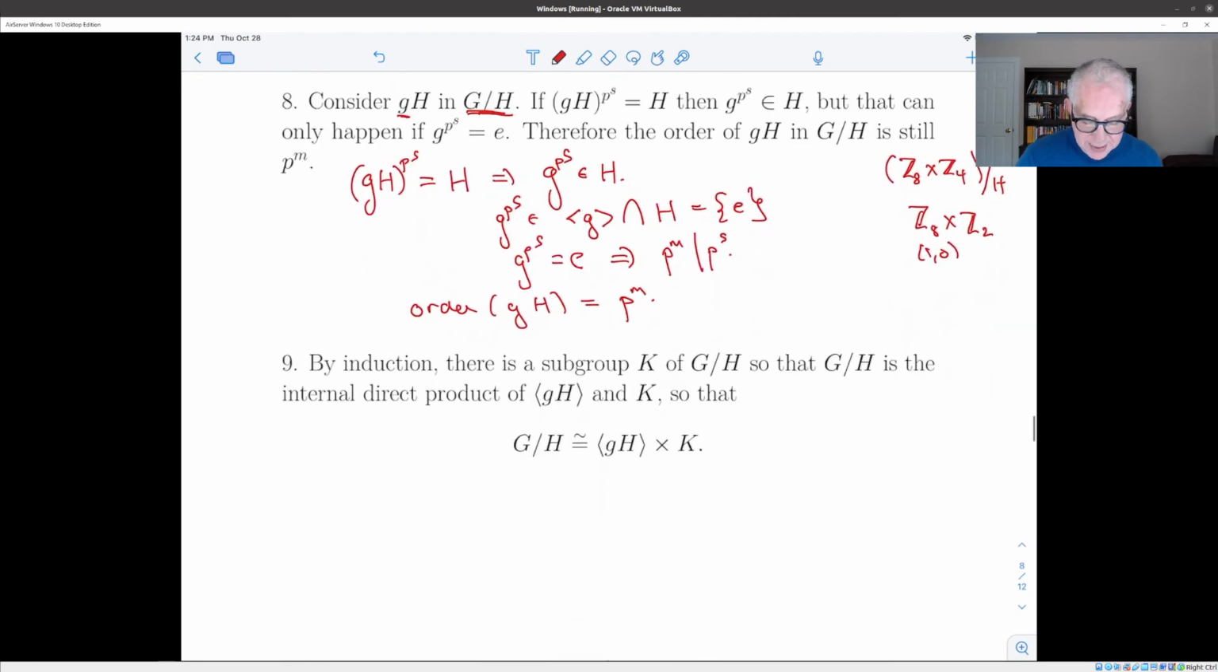Now we use some theory. So G mod H is an abelian p-group of order smaller than the original group. So we know that there's a subgroup K of this factor group, and that we can factor G mod H as this subgroup and the cyclic subgroup generated by g. That's the inductive hypothesis, that a smaller group has this factorization. How do we get back from this to a statement about G?